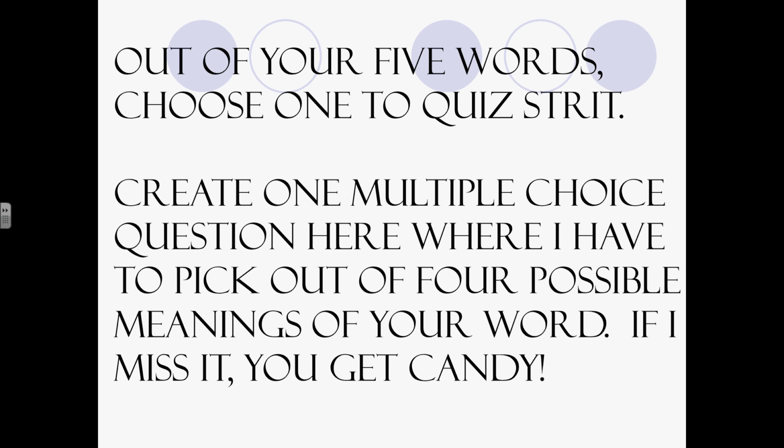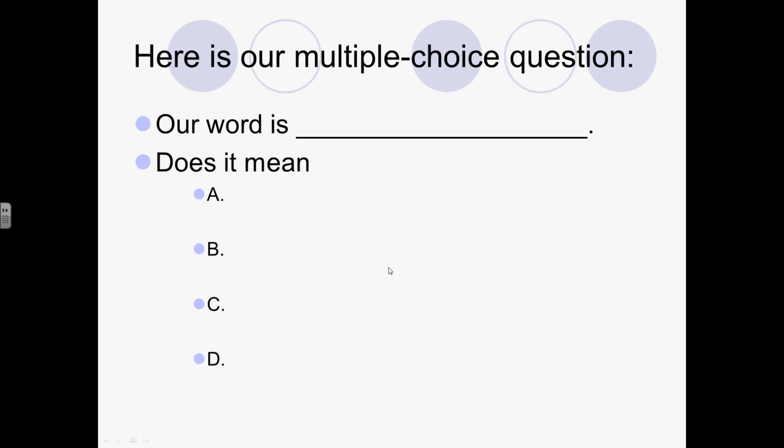Okay, on this page, I have the directions for your quiz. For me, it says, out of your 5 words, choose one to quiz me. One you don't think that I could find out its meaning by its prefixes and suffixes and roots. But you really can't lie. You have to use the real roots. So you have to create one multiple choice question here on the next slide, where I have to pick out of 4 possible meanings of your word. If I miss it, you and your partner or you yourself get candy.